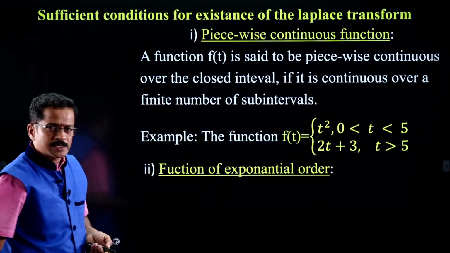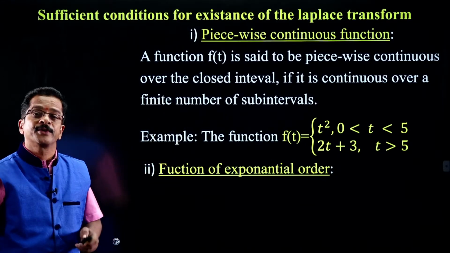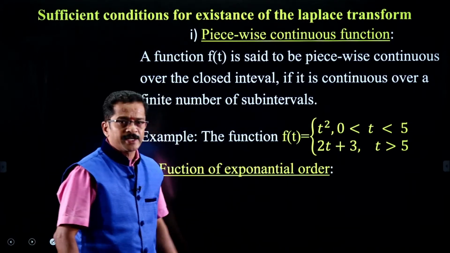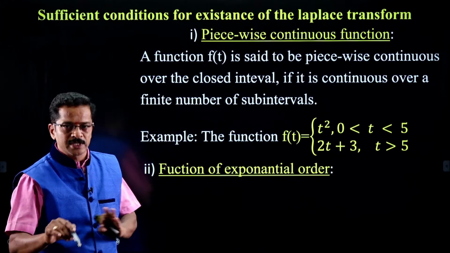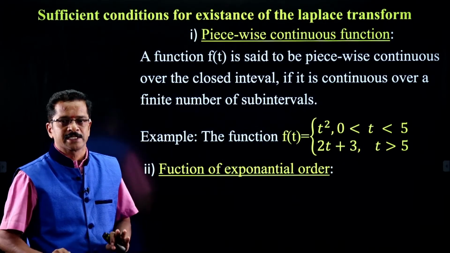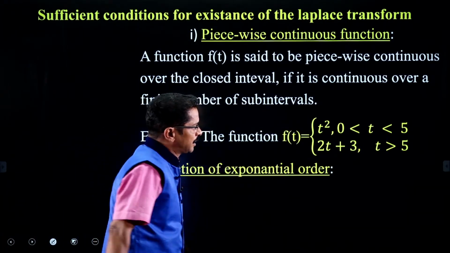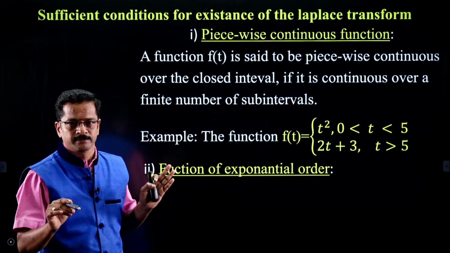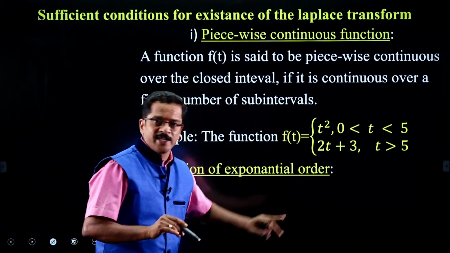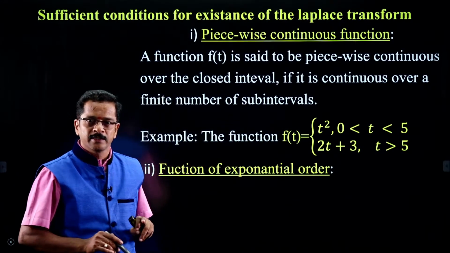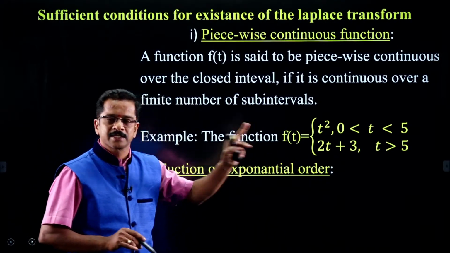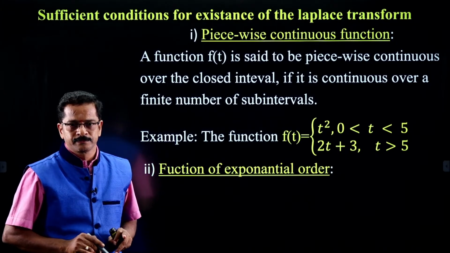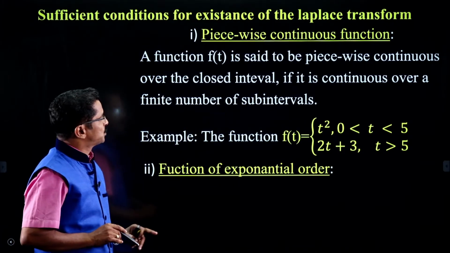Piecewise continuous means a function is continuous over the closed interval in such a way that f of t is continuously defined in a finite number of subintervals. Here the whole interval is 0 to 5, but the function is behaving from 0 to 5 as t square, and as 2t plus 3 from 5 onwards. That is what piecewise continuous means.